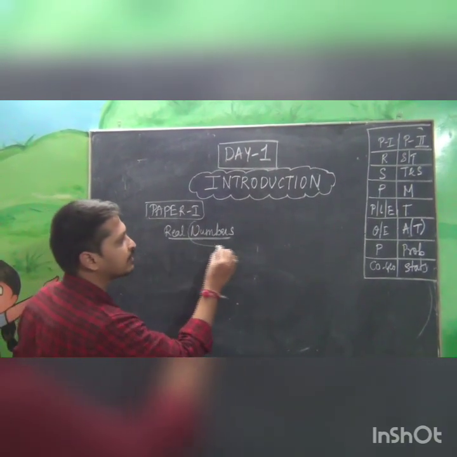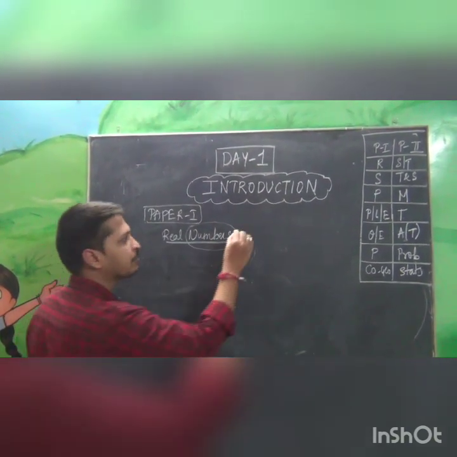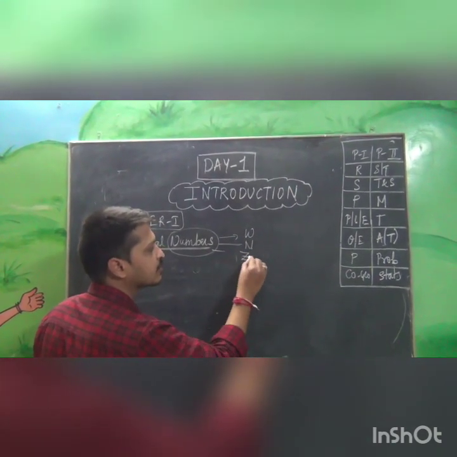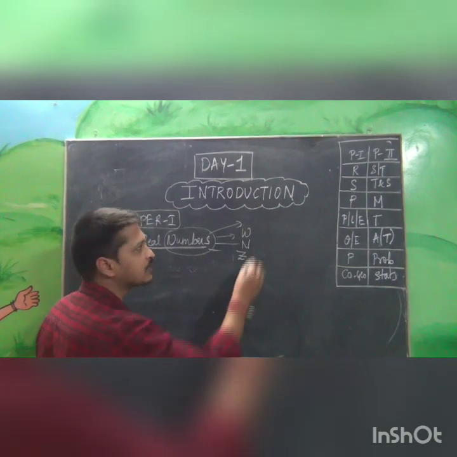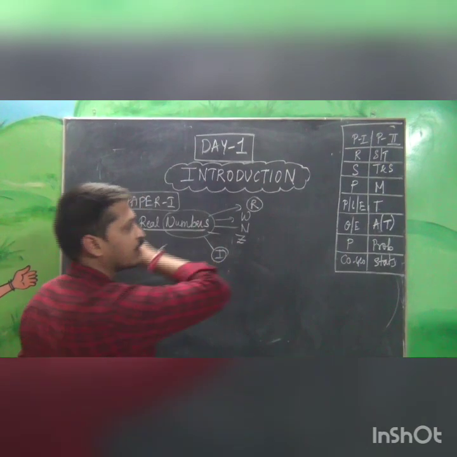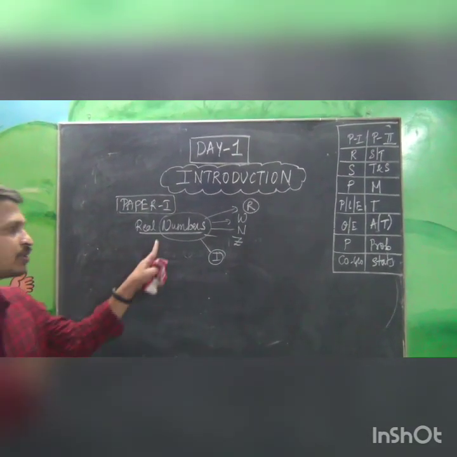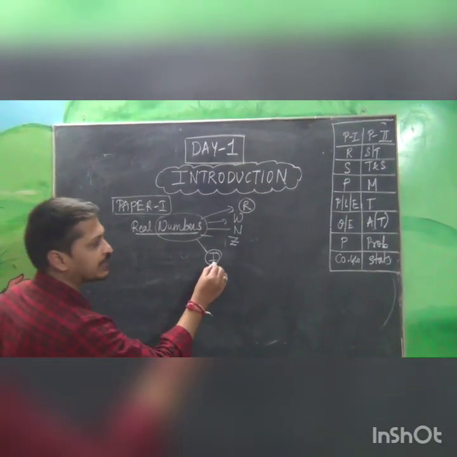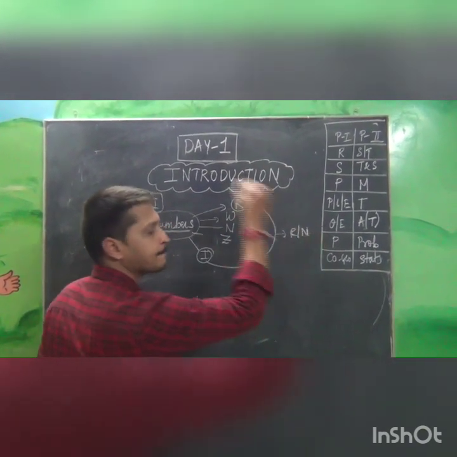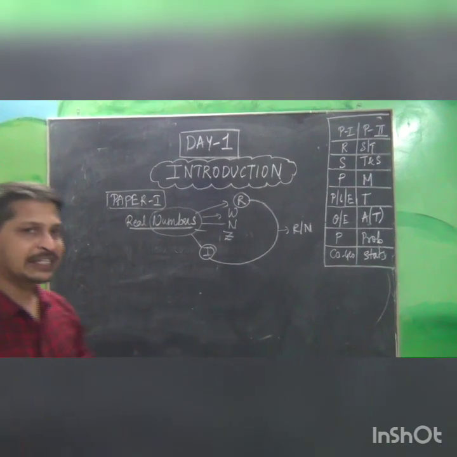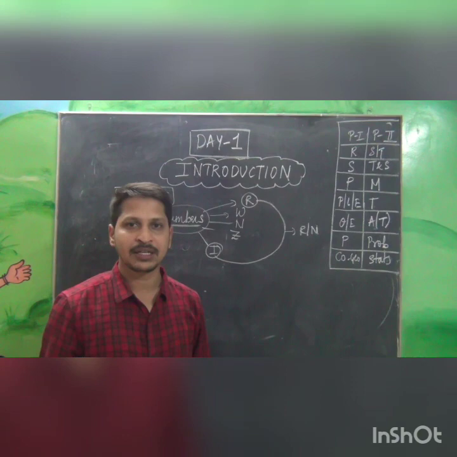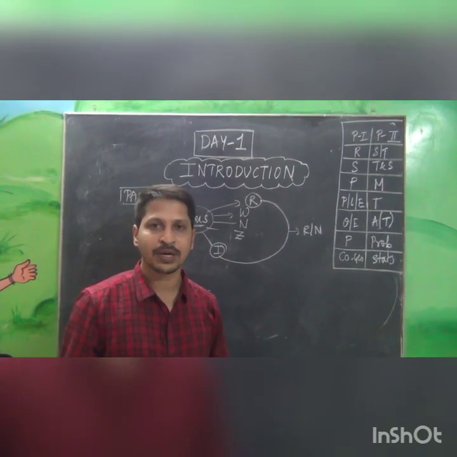Now here we will deal with numbers, all kinds of numbers: whole numbers, natural numbers, integers. Next, the combination of all these is rational, and apart from that, irrational numbers. When I am talking about real numbers, the combination of irrational numbers and rational numbers are real numbers. And in real numbers we will deal with terminating decimals and non-terminating decimals, which you have already done in your lower classes.